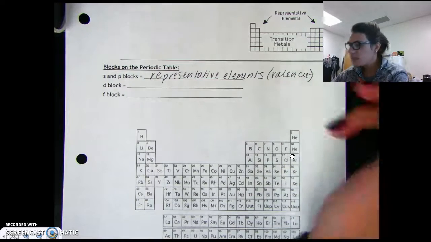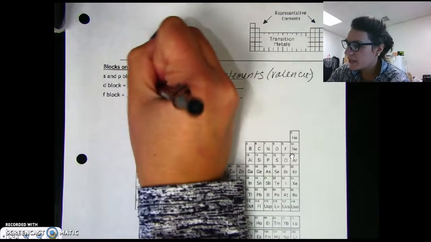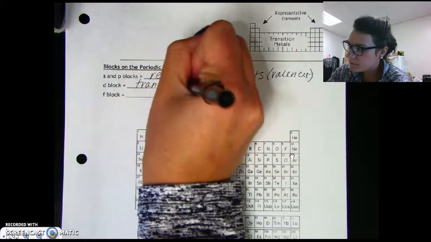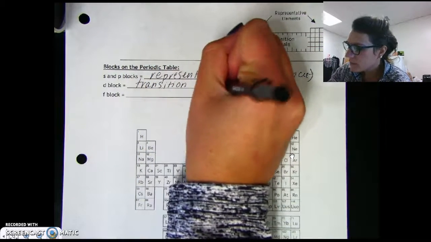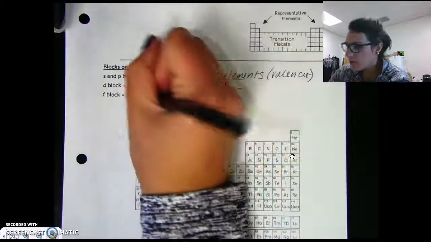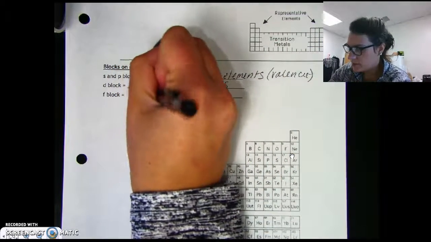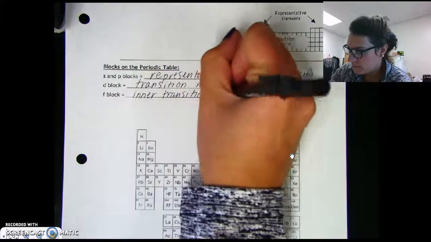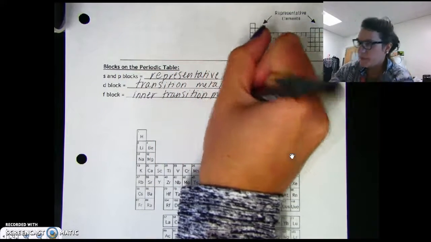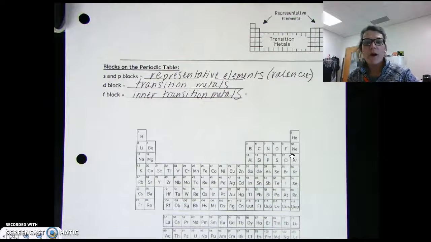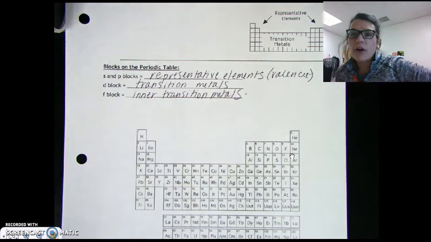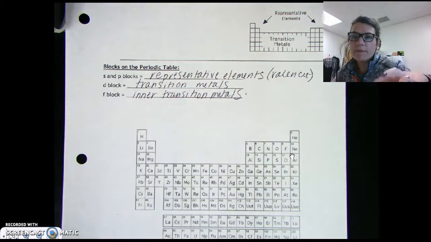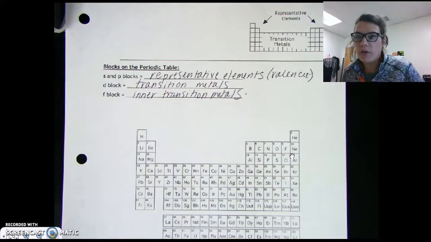Okay, the D block is called the transition metals, where the F block is called the inner transition metals. Okay, so I want you to know that as well. I know I'm going to run over on my next video, so I'm going to stop this video here, and I'm going to upload another one where I'm going to talk about each of the 8 groups that I want you to be aware of on the periodic table.